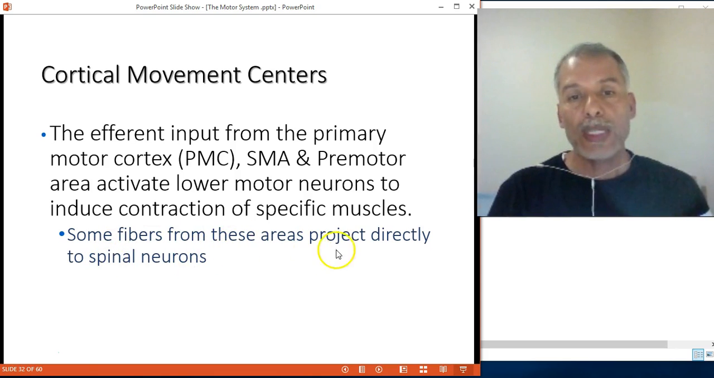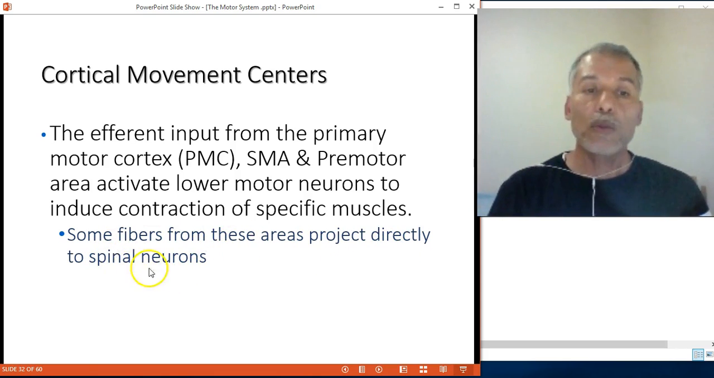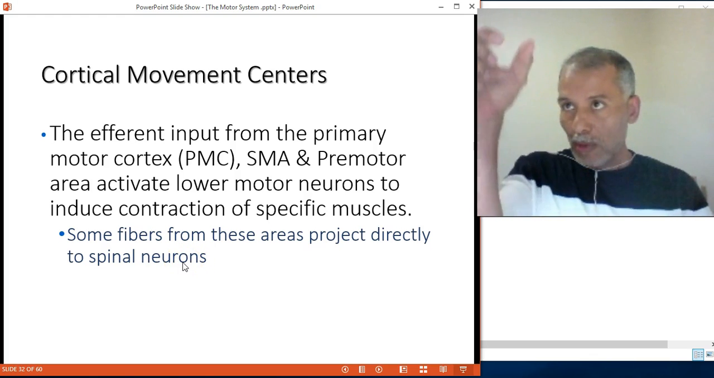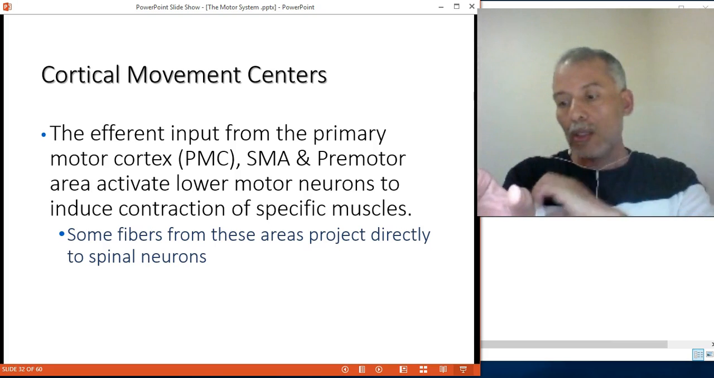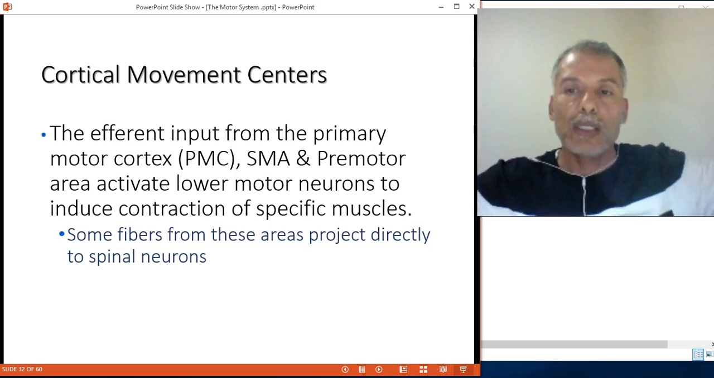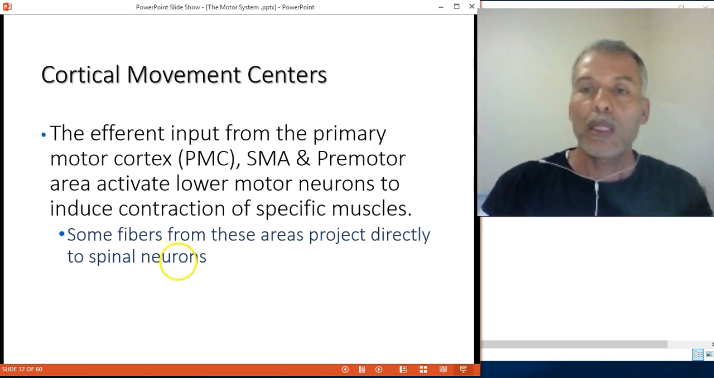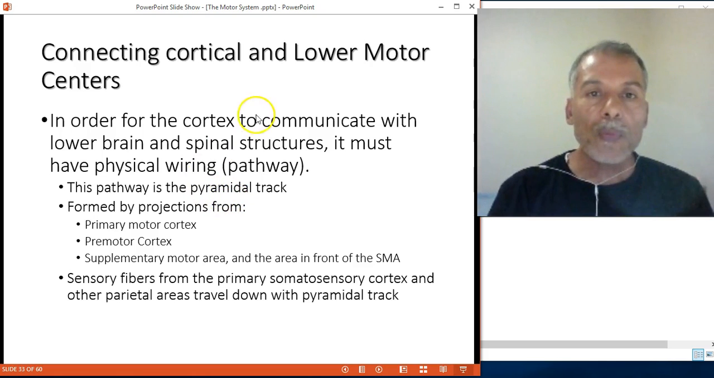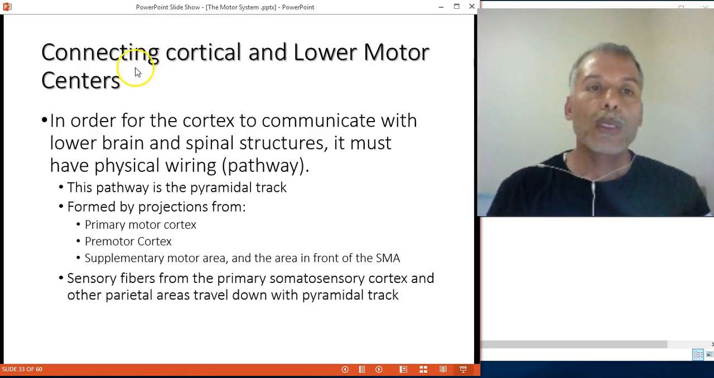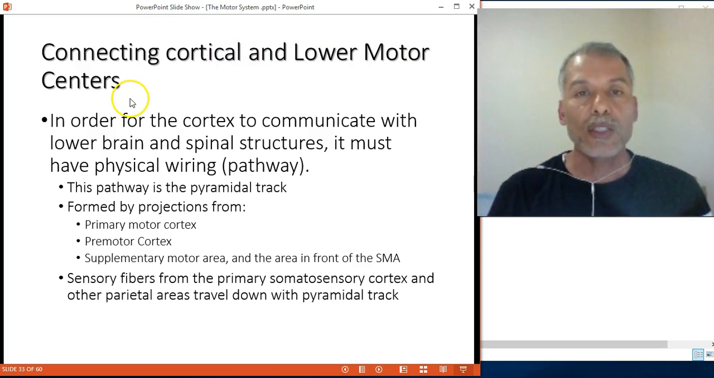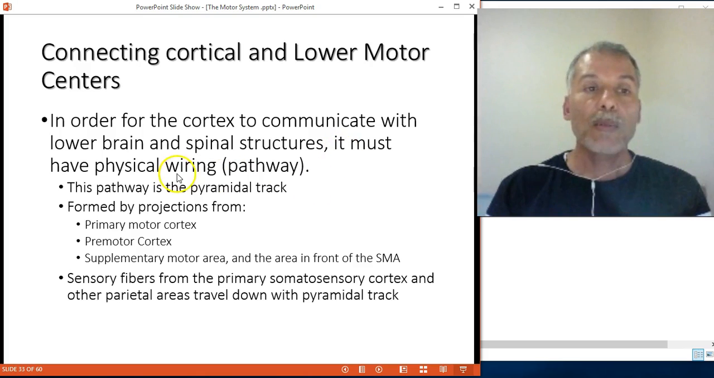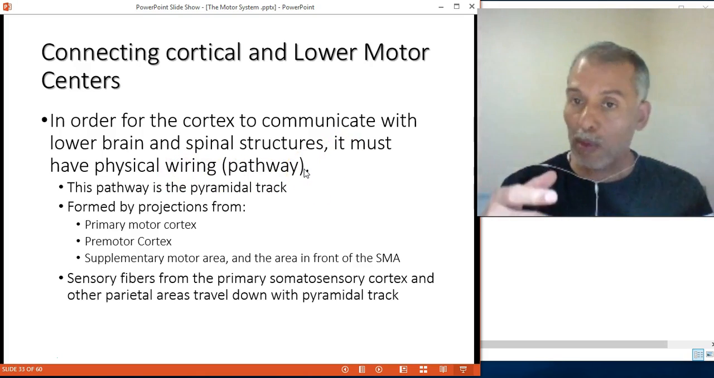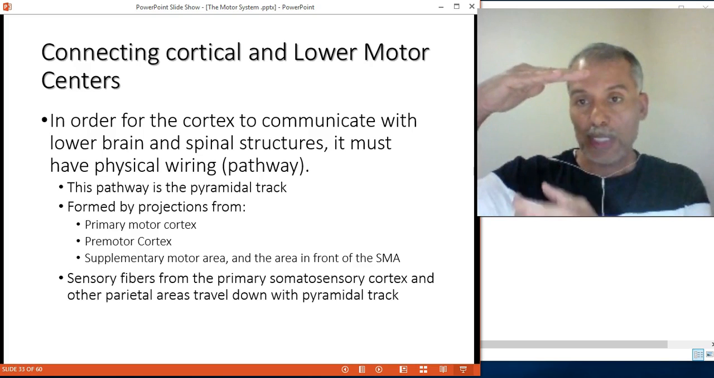So some fibers from these areas project directly to the spinal neurons. So you have now the big cable coming through the spine, that makes the spinal cord, and from it you have branches that go to the arms, to the different sides of the body, left and right. So connecting the cortical and lower motor centers, how do we do that? In order for the cortex to communicate with the lower brain areas and spinal structures, it must have a physical wiring or a physical pathway to go from the cortex to the brain stem, for example.